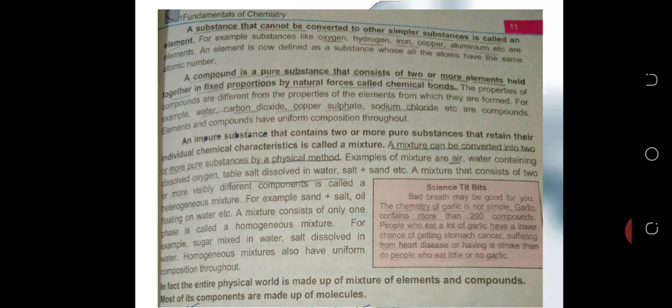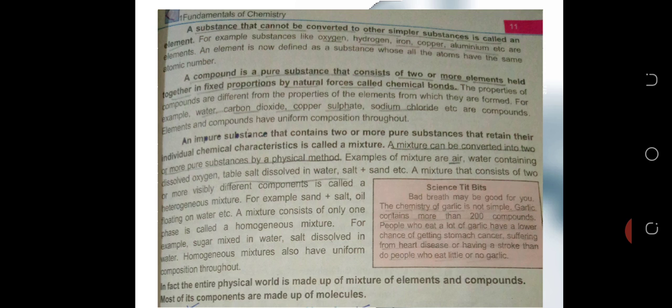Now the second question arises: what is the composition of the compound? The composition of the compound is that it consists of two or more elements in a fixed proportion, meaning they have a fixed number of elements from which they are formed. The third question is how they are formed. What are the forces which keep them together in a fixed proportion? These are chemical bonds.